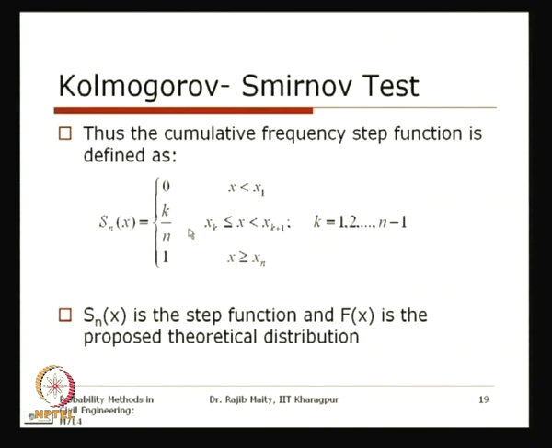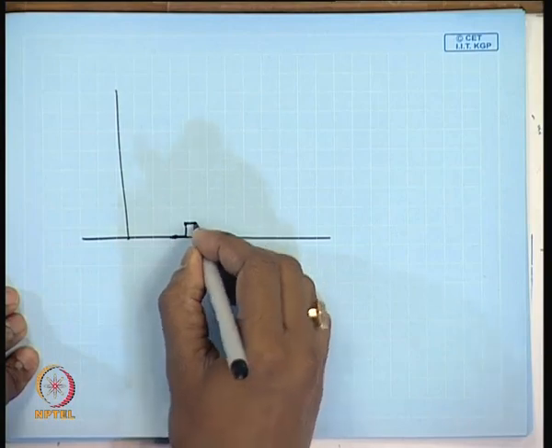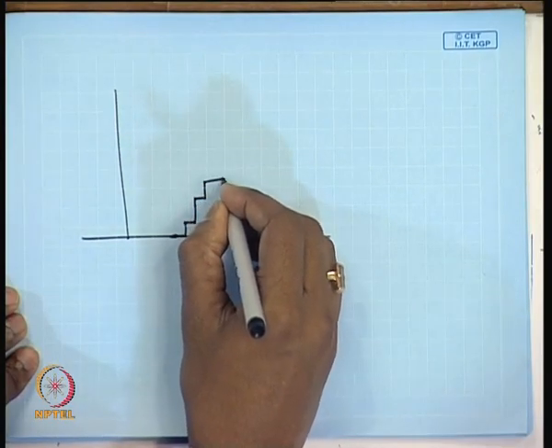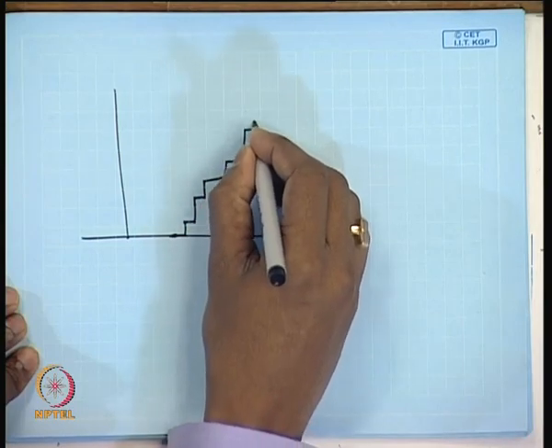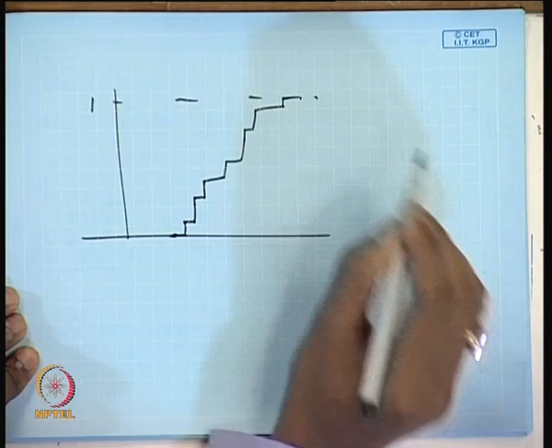So obviously, as you can see, this Sn will start from a value of 0, and at some point it will increase, and again from the next one it will go up, and like this it will go flat somewhere, and in this way it will ultimately attain the value of 1.